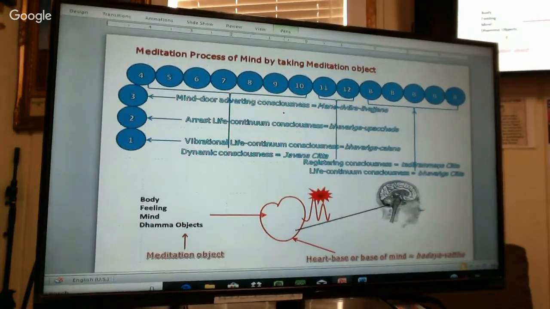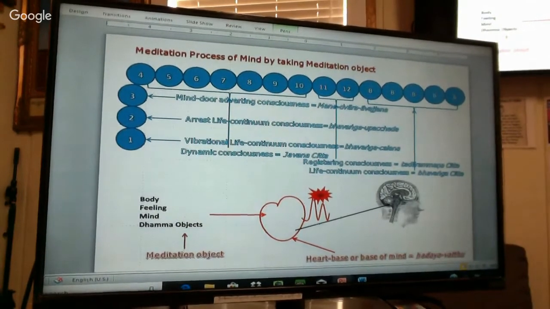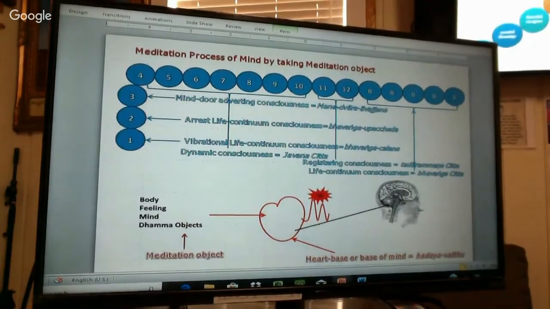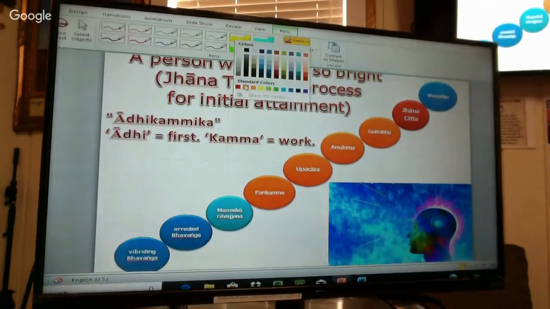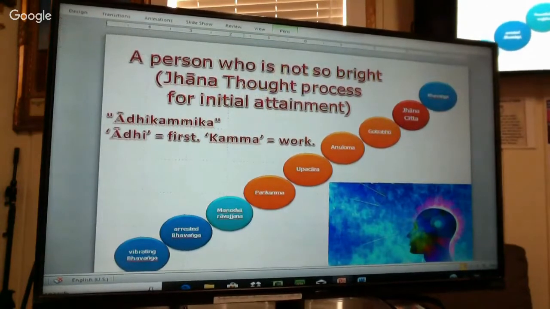So this process, we don't know how many times. Maybe many times, maybe few, until absorption. So this is the absorption stage. Finally, you reach that kind of thought process.